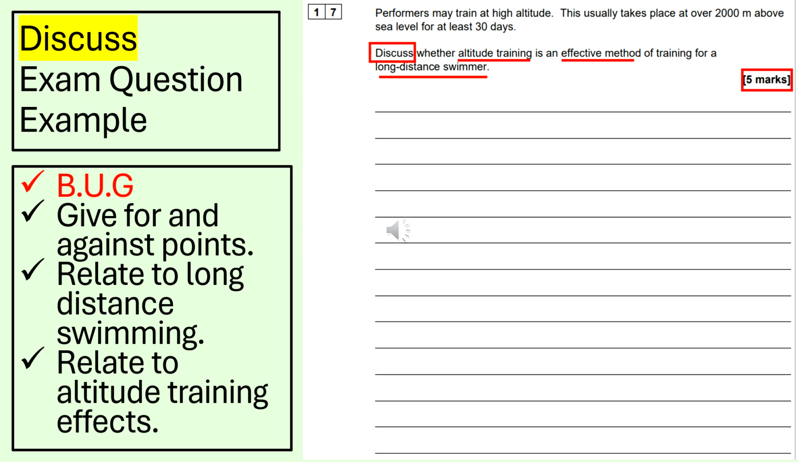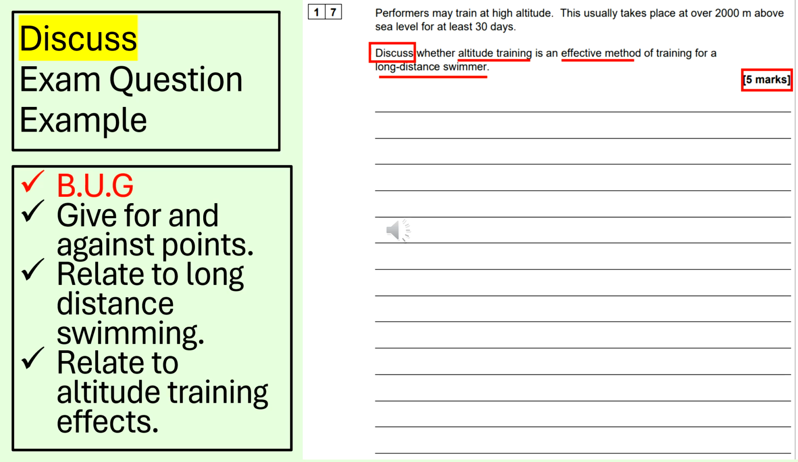So this is a question that we would have looked at in year 10. And the question is, performers may train at high altitude. It usually takes place over 2,000 meters above sea level for at least 30 days. Discuss, so boxing the word discuss because that's the key word. Whether altitude training, so we underline altitude training so we know that that's the type of training we are talking about, is an effective method, and I've underlined effective because we're talking about is it a good method of training for a long distance swimmer.